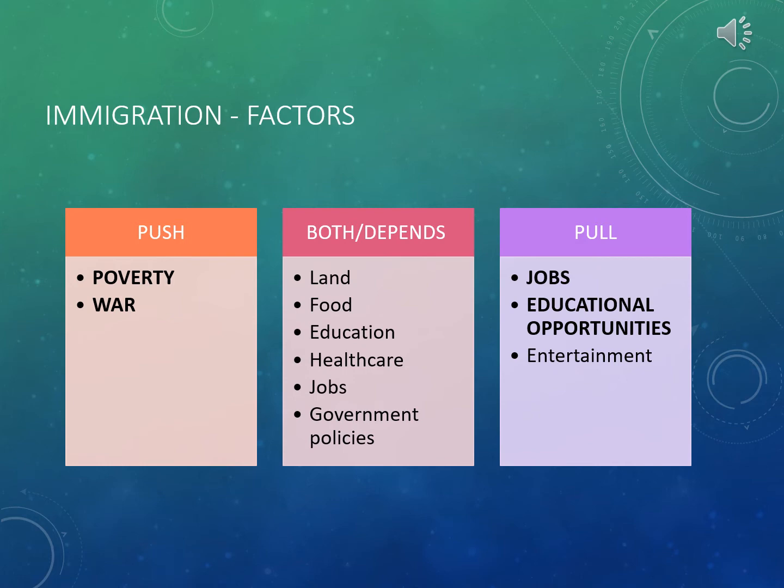The push factors tend to be those things that make individuals want to leave an area. These are very specifically poverty and war. Pull factors are those that make an individual want to come to a place. This can be jobs, educational opportunities, and entertainment. Some characteristics can be either push or pull, depending on their impact. These can be land availability, food availability, education, healthcare, jobs, or government policies. When you're asked about push and pull factors, there will be very clear descriptions to help you figure out which it is.